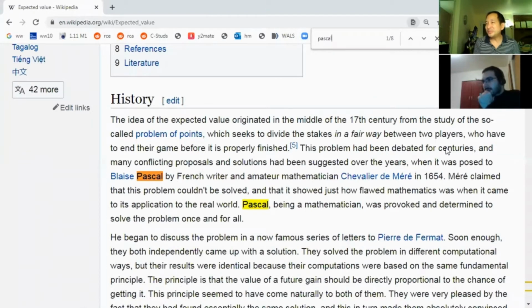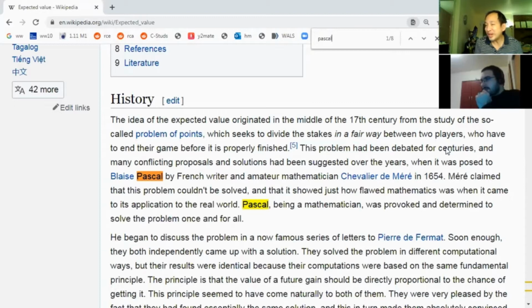Okay, so just as a bit of history, the idea of expected value originated in the middle of the 17th century from the study of the so-called problem of points, which seeks to divide the stakes in a fair way between two players who have to end their game before it is properly finished. This problem has been debated for centuries, and many conflicting proposals and solutions had been suggested over the years.